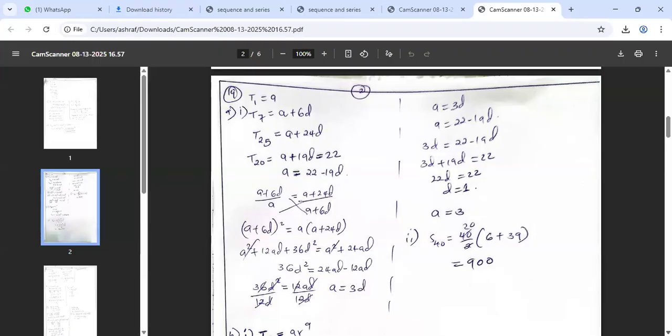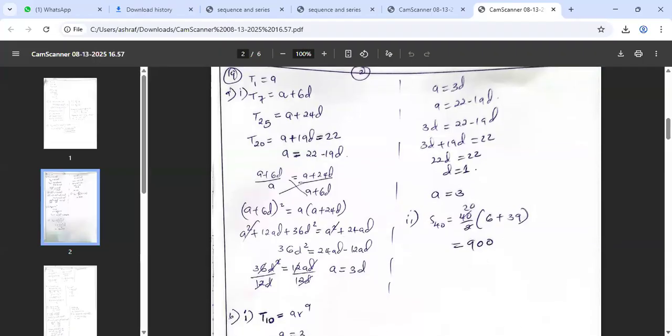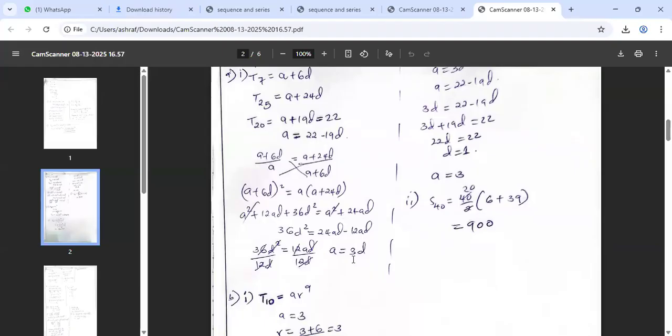So the first part, Roman 1, you find the first term and the common difference. We can start by using T1, T7, and T25 to come up with the value of R. So we have A plus 6D over A, that is the second term over the first term, equals the third term over the second. Then we do the cross multiplication. If we do that and expand and simplify, we get A equals 3D.